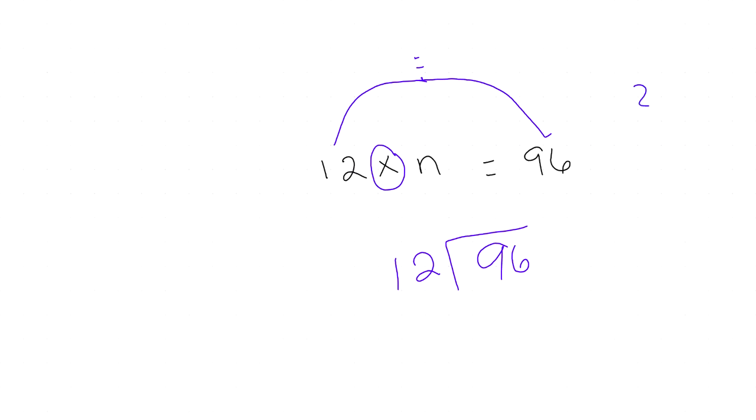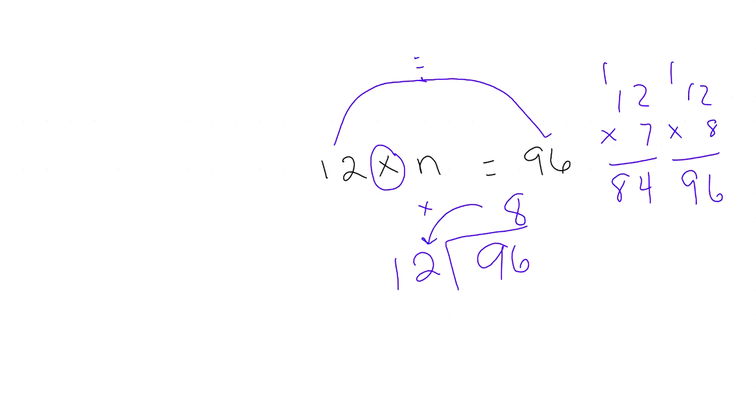So 12 times 7: 2 times 7 is 14, write the 4, carry the 1. 1 times 7 plus 1 is 8, so it says 84. Let me try 12 times 8 because I feel like that might be it. 2 times 8 is 16, write the 6, carry the 1. 8 times 1 plus 1 is 9. Ah, I found it. So this answer is 8. Whenever you write a number on the L frame, kick back multiplication. We're going to get 96, and voila.